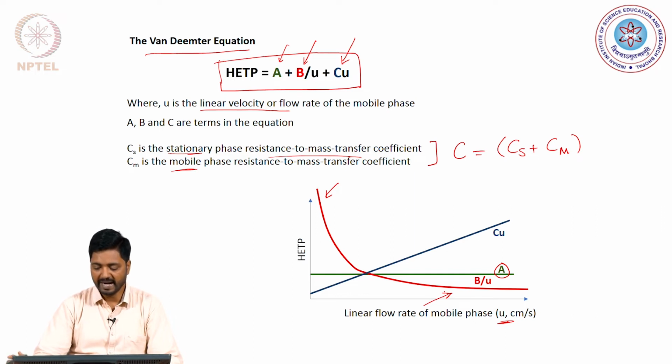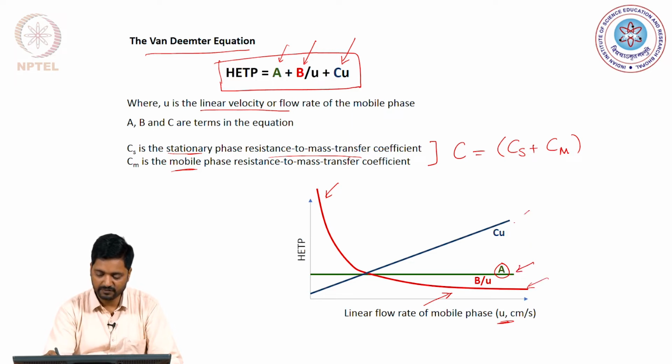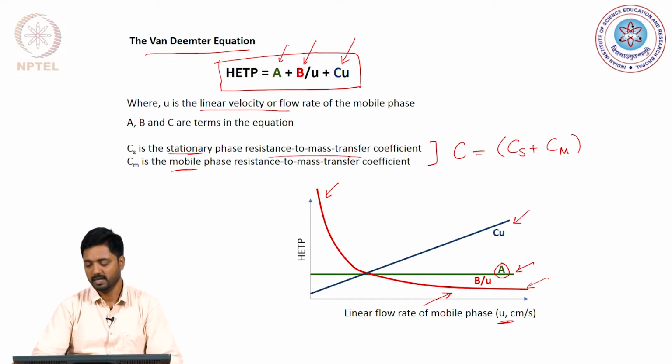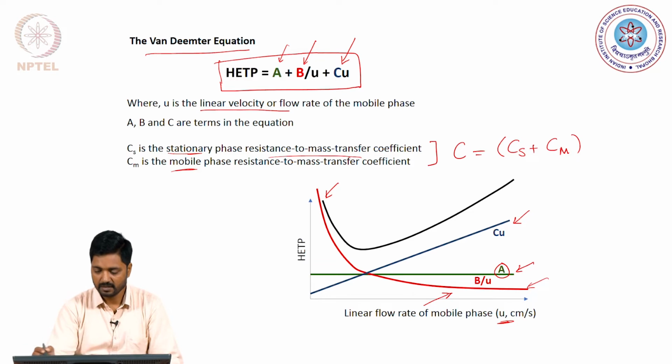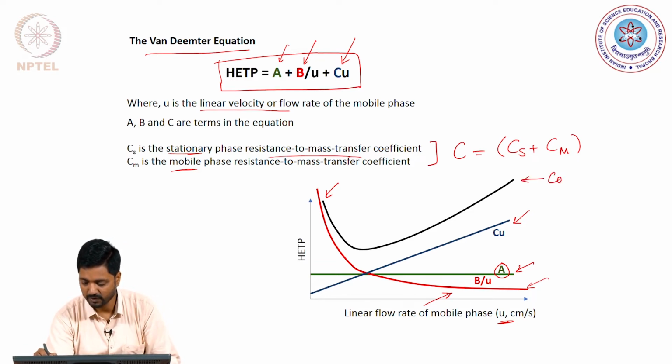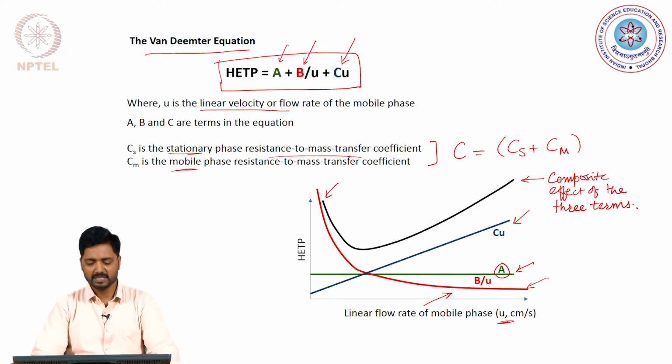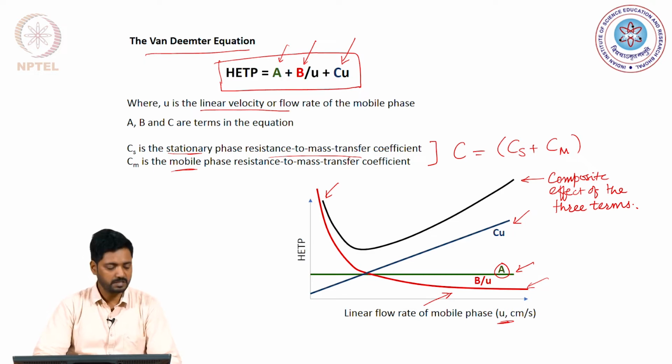So, we observe that these three terms undergo very different changes as the solvent flow rate is increased, and a composite effect of these is the actual change in the HETP value or the plate height with the solvent flow rate, which is shown in the black profile. So, the black profile is the composite effect of the three terms. What we see is that indeed it mimics the original change in the plate height with the solvent flow rate in a very decent manner.